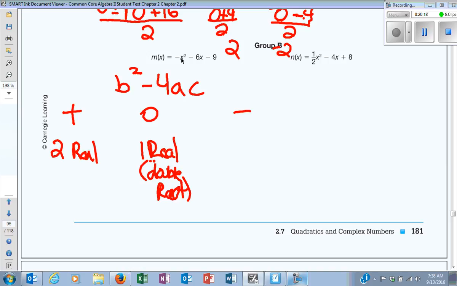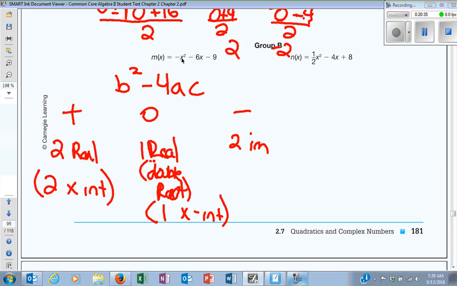And then if you have a negative underneath it, we know that it's going to have what? Two imaginary. What does this really mean? Two X-intercepts. What does this mean? One X-intercept. And what does this mean? Zero X-intercepts. And I should say, because we only graph real numbers. Are you following along with me?